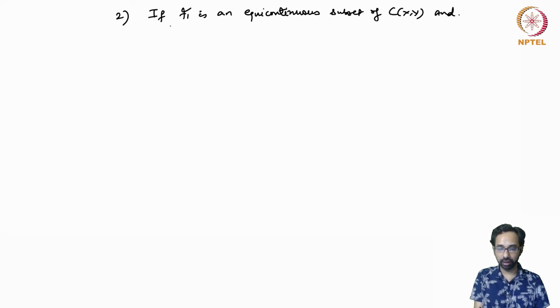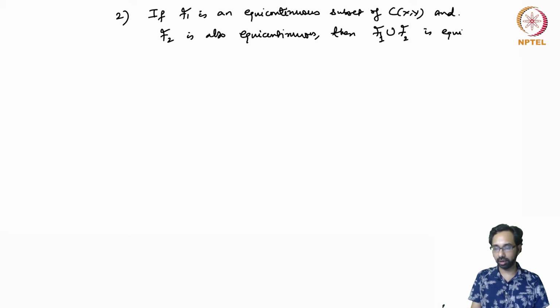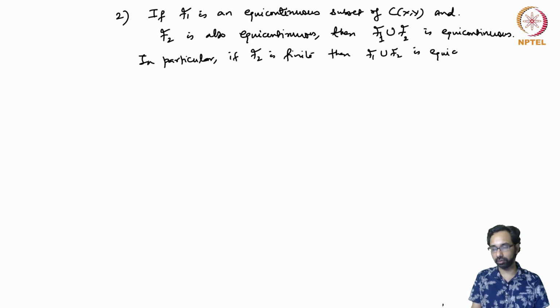and F2 is also equicontinuous, then the union F1 union F2 is equicontinuous. So in particular, if one of them is finite, let's say F2 is finite, then F1 union F2 is equicontinuous, because finiteness guarantees equicontinuity.